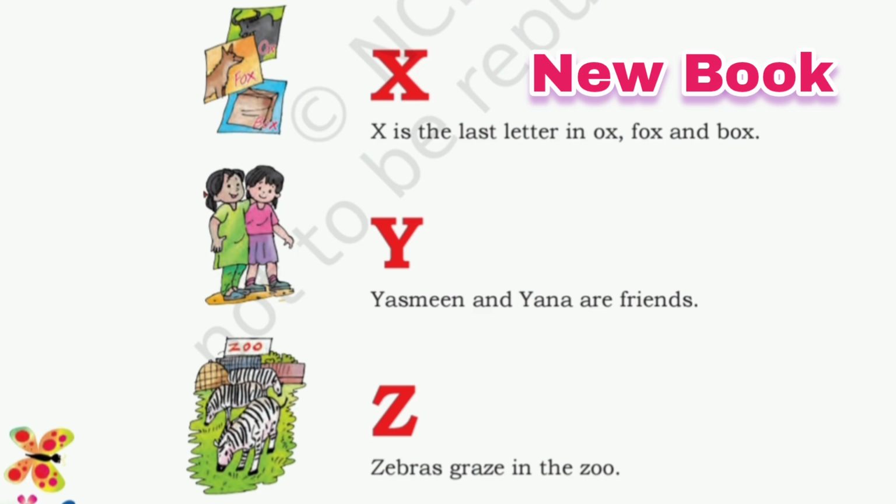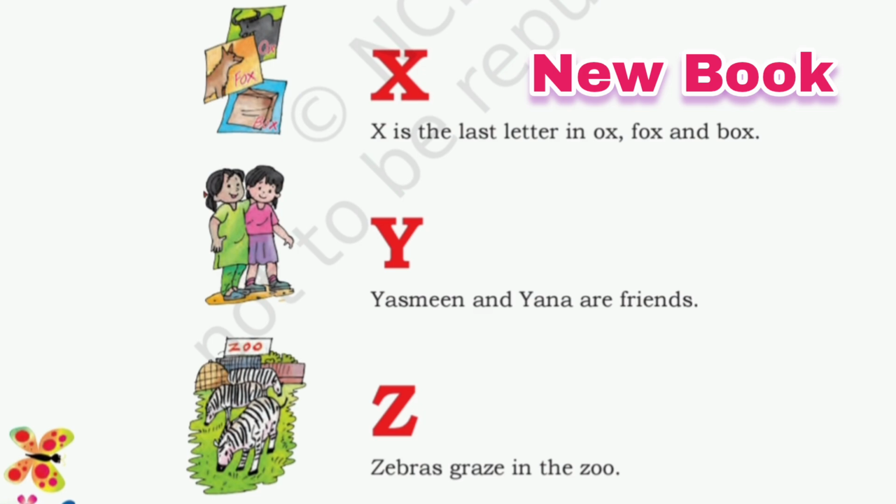Next alphabet is X. X is the last letter in ox, fox and box. Then Y. Yasmin and Yana are friends. Here Yasmin and Yana: these two words start with the alphabet Y. Last letter is Z. Zebras graze in the zoo. Here zebras and zoo start with alphabet Z.